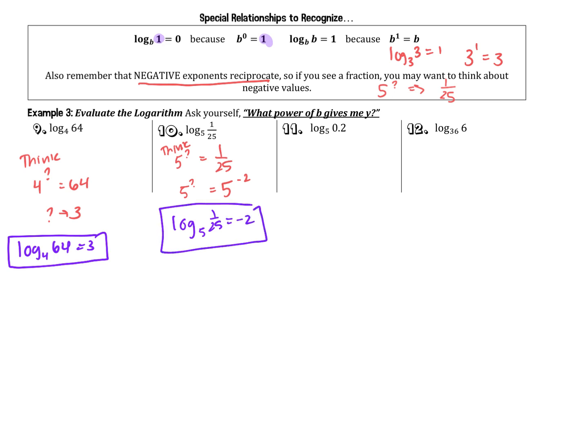Again, your final answer should be the original statement rewritten. The answer is the exponent. The answer is not question mark equals -2. That's not answering the initial question that was being asked.